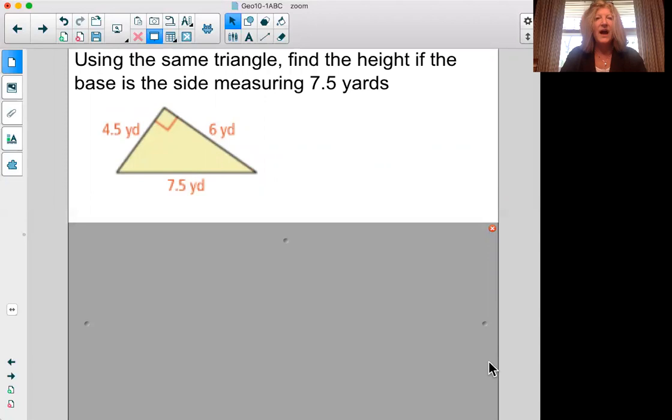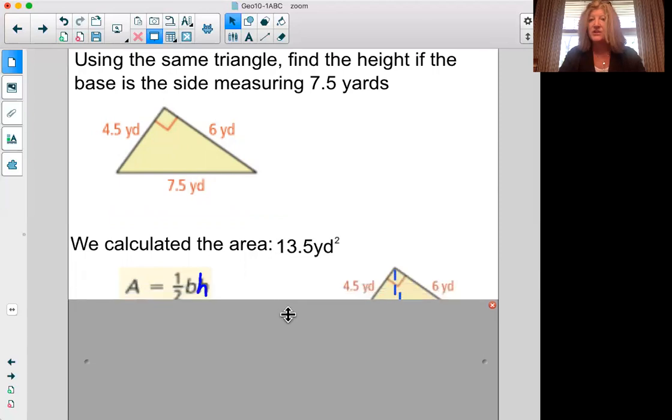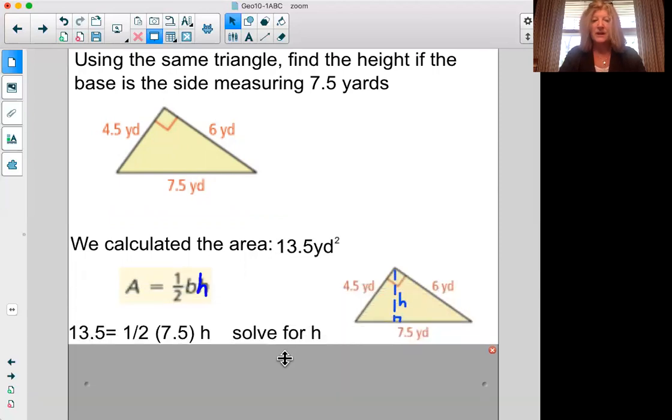Now that we know that, let's find the height in the other direction. If we were going to use this as our base length, let's find that missing height length in the other direction. We already calculated the area, and the area will not change just because we rotate a shape. So we can draw in the height in the other direction and use the same formula.